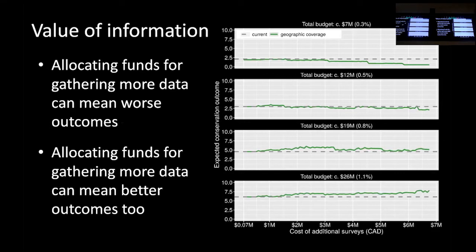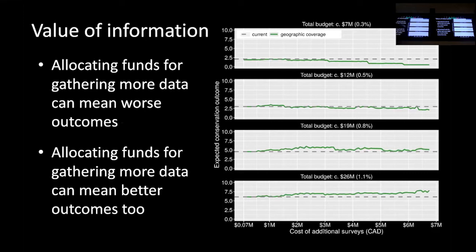Here we generate a series of sampling designs, so you can imagine lots of dots along here, connected by the line. Down here we've got a sampling design where we select one site, and here we've got a sampling design where we select all sites. And we can see under a budget of $7 million, it kind of stays here and then just decreases.